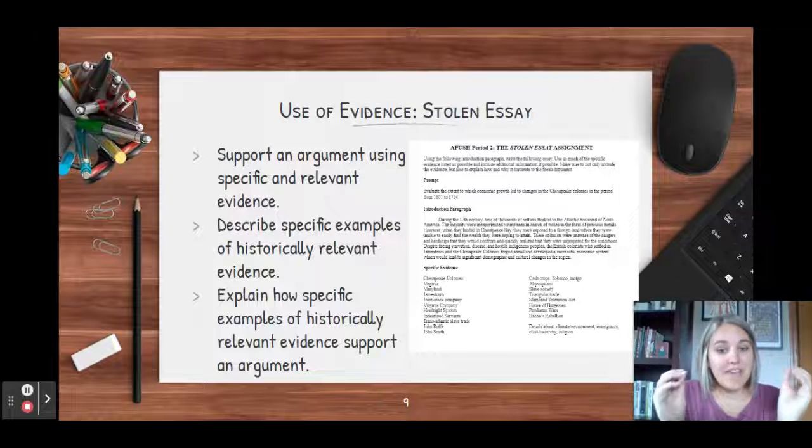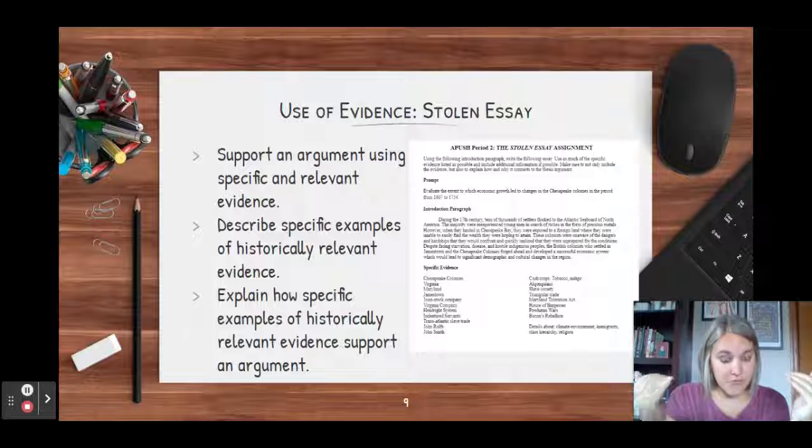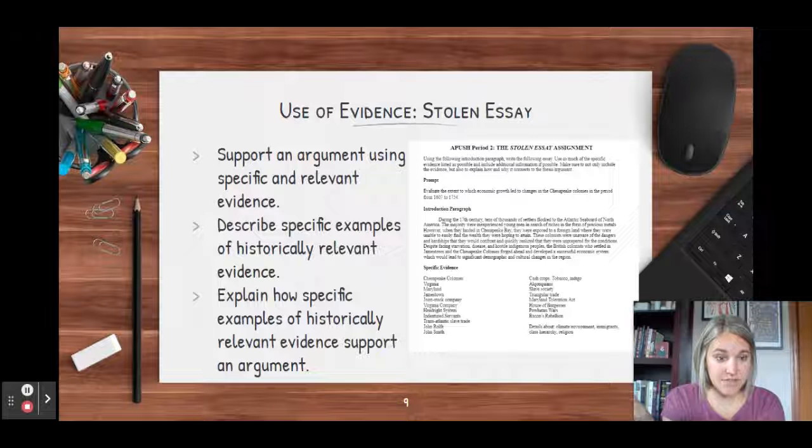So I've given you the prompt, your full introduction paragraph, and your evidence. Your job now is to create 2 to 3 body paragraphs using as much of this evidence as possible to support the argument that I have written in the thesis statement. So give that a shot. I hope that is a useful activity for you to get practice on supporting an argument. Please submit that by Saturday, and I will give you feedback on those body paragraphs.